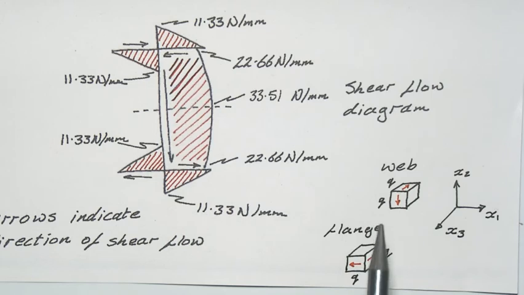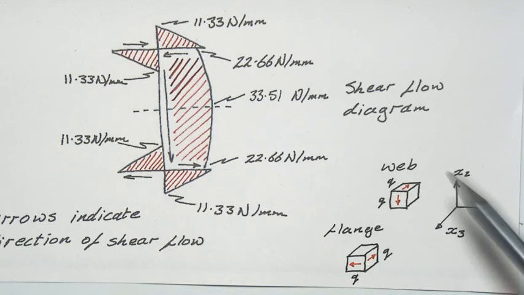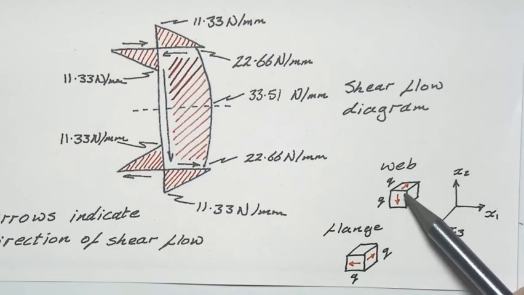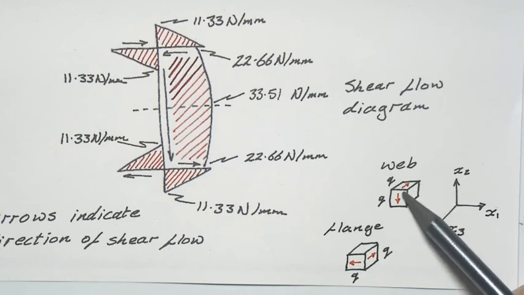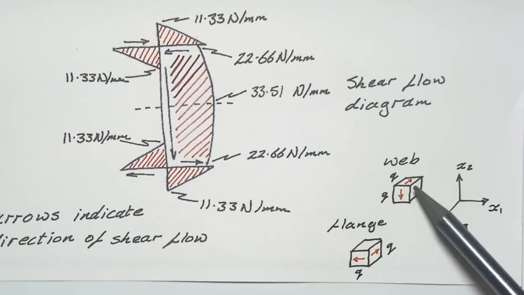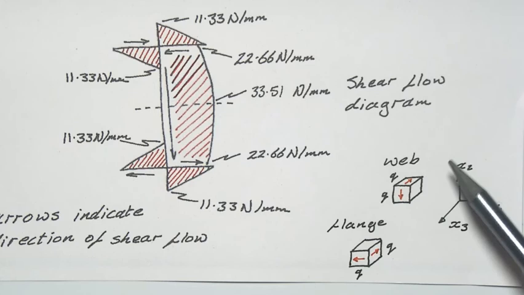And I just wanted to highlight that the direction of the shear flow in the web in this case is going down the way, so in the negative x2 direction like so. But because of the principle of complementary shear, that does mean that there'll also be a shear flow going back in this direction here, so back along the length of the beam.